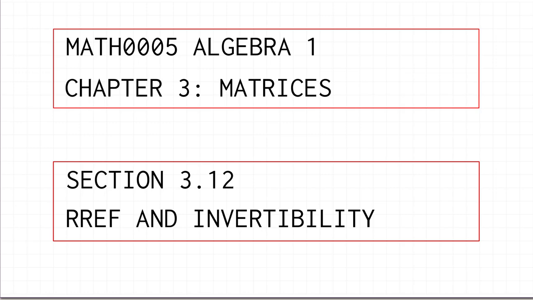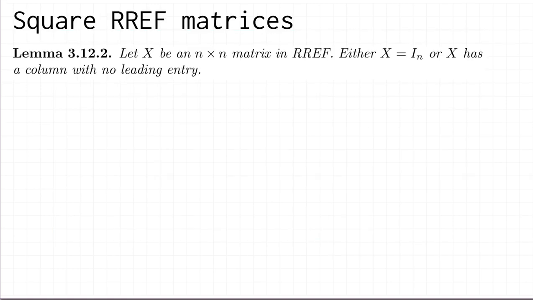We're now going to prove some results about the relationship between row-reduced echelon form and whether or not a matrix is invertible. And this is going to enable us actually to compute the inverse of an invertible matrix, which we'll do in the next video. So to get us started, we need a lemma about row-reduced echelon form.